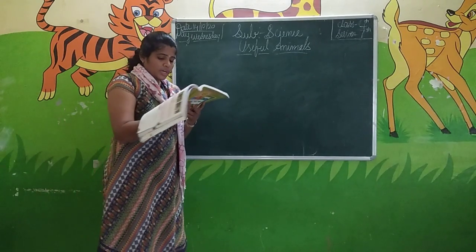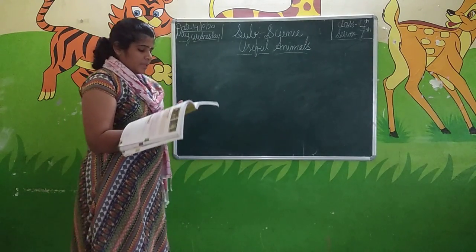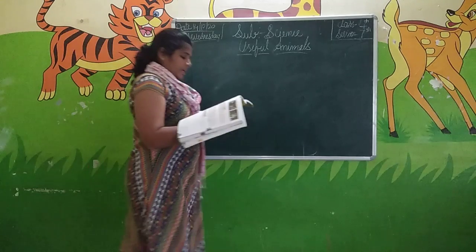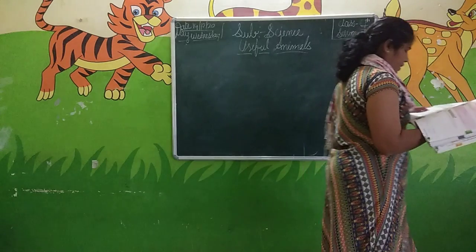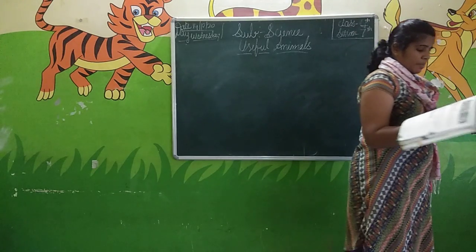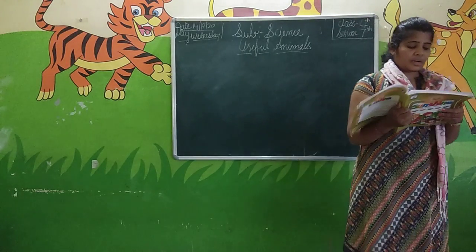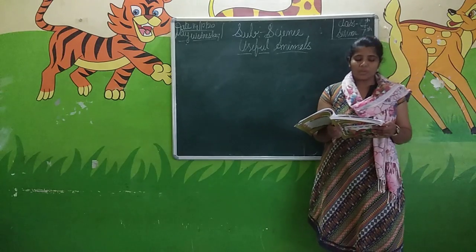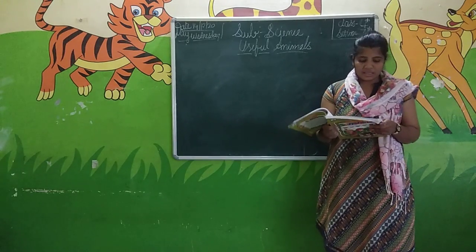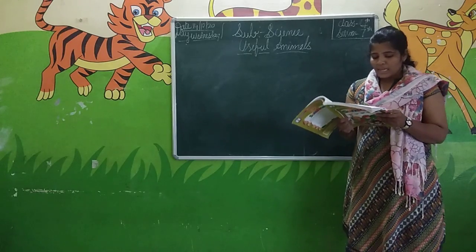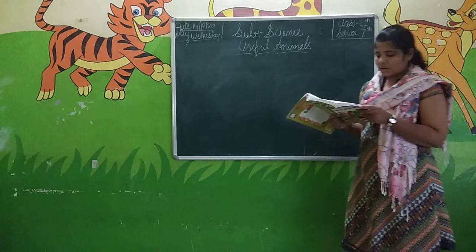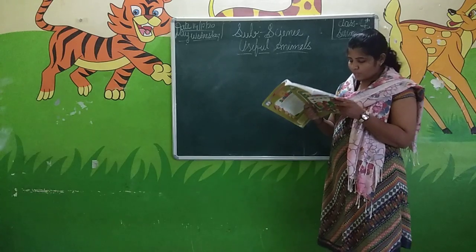Other valuable products we get from animals: the skin of some animals like snakes, crocodiles, tigers, camels and sheep is used in making leather. Leather is used to make bags, shoes, jackets, belts, etc.